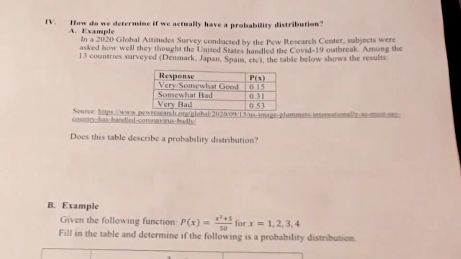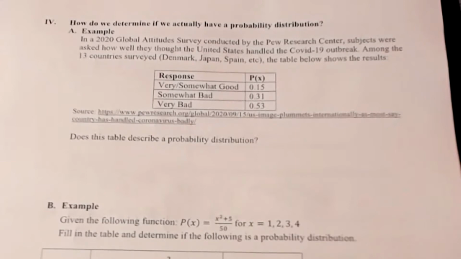Sure. In a 2020 global attitude survey conducted by the Pew Research Center, subjects were asked how well they thought the United States handled the COVID-19 outbreak among the 13 countries surveyed: Denmark, Japan, Spain, etc. The table below shows the results. Do you want me to read the table? Sure. Response: very good, somewhat good, P of X 0.15, somewhat bad 0.31, very bad 0.53.